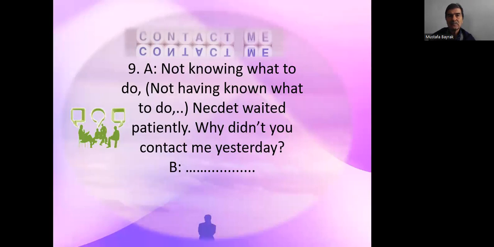Dialogue 9A. Not knowing what to do, or not having known what to do, Necdet waited patiently. Why didn't you contact me yesterday? So, not knowing your phone number, okay? Not knowing your phone number, I didn't contact you yesterday. Or not having known your phone number, I didn't contact you yesterday.